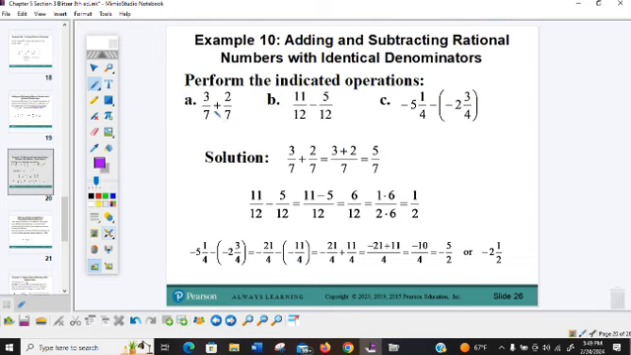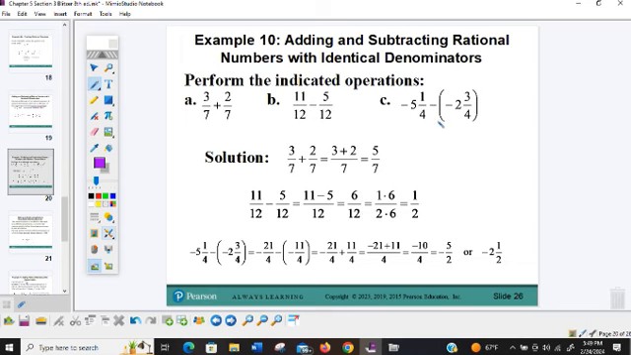So on this one, the common denominator is 7. We're going to do 3 plus 2 and get 5 over 7, which won't reduce. On this one, the common denominator is 12. 11 minus 5 gives us 6 over 12. Now 6 goes into 6 one time, and 6 goes into 12 twice, so that will reduce to 1/2.